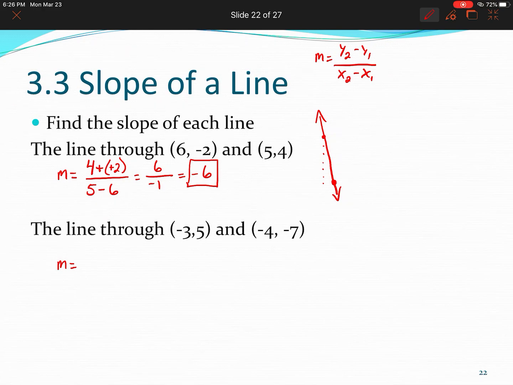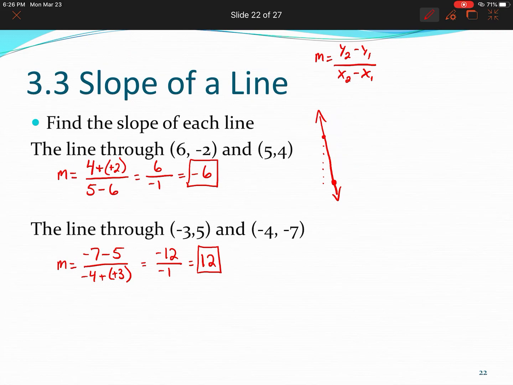Alright, so if you have worked this one, again, we're going to substitute our numbers into our formula. So we're going to have negative 7 minus 5 divided by negative 4 minus negative 3. And again, be really careful here with your sign. That minus and negative makes the 3 positive. So negative 7 minus 5 is negative 12. Negative 4 plus 3 is negative 1. Again, when you simplify that, we see our slope is positive 12.